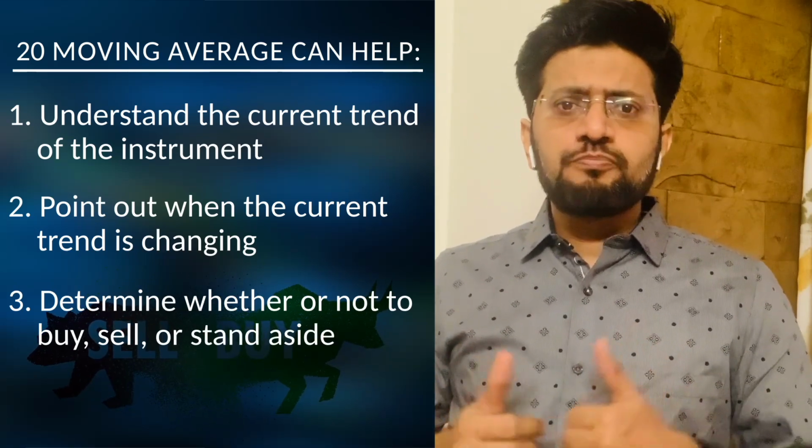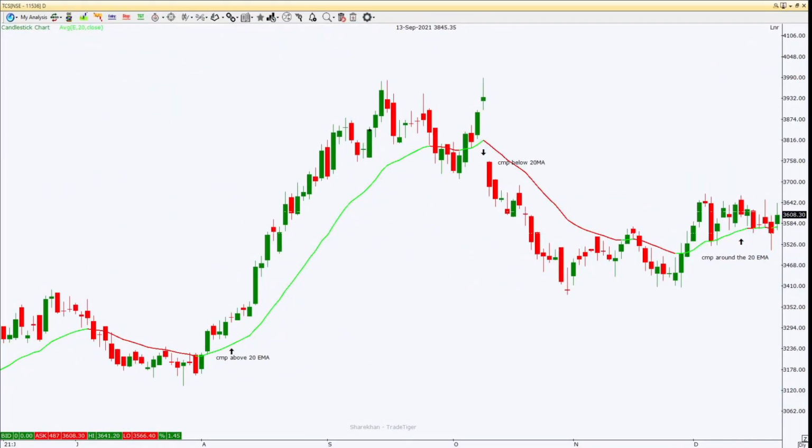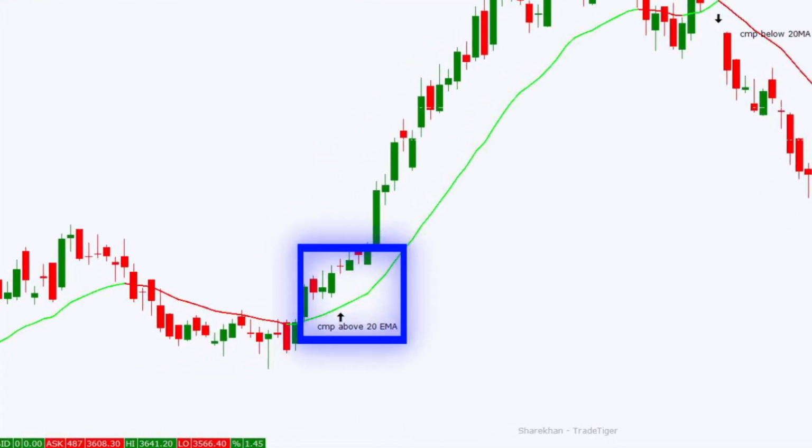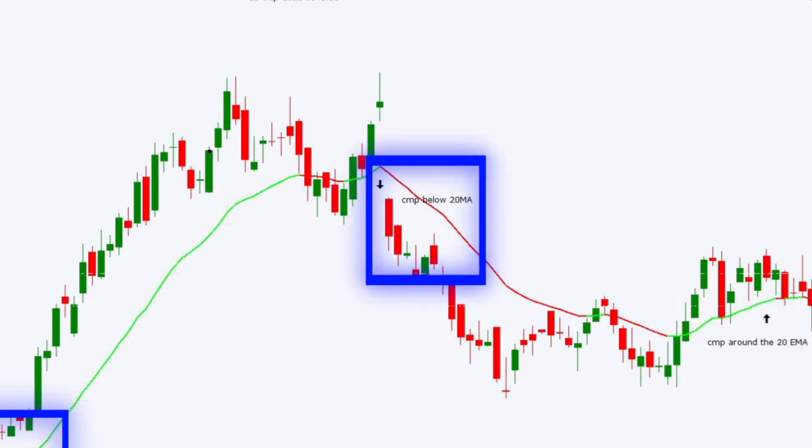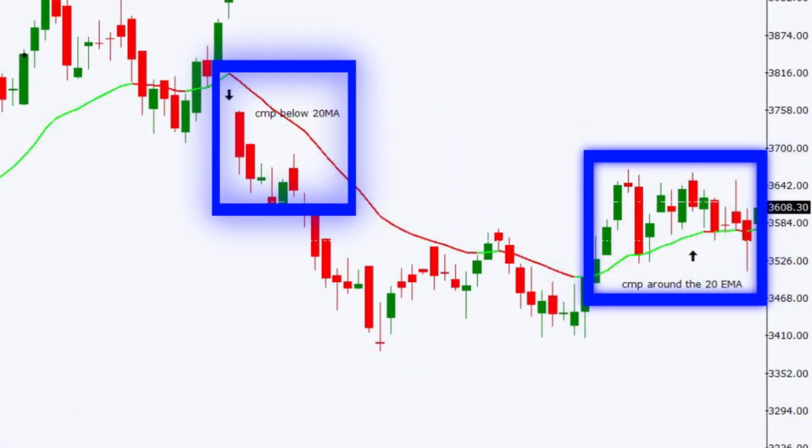A very simple rule that we follow while using the 20 exponential moving average is, if the current price is closing above the 20 moving average, our underlying trend is up. If the current price is closing below the 20 moving average, our underlying trend is down. And lastly, if the current price is trading around the 20 moving average, that is, if the 20 moving average line is flat, we'll assume that our trend is sideways.